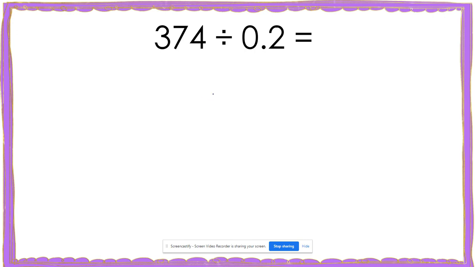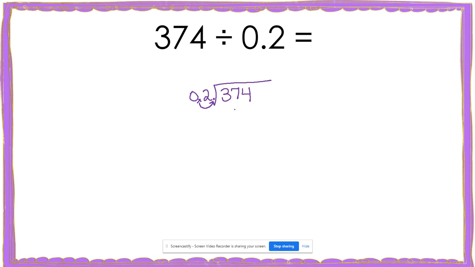Now I'm going to do 374 divided by 0.2. 374 is my dividend, and I'm going to divide it by my divisor of 0.2. I know that I can't have a decimal in my divisor, so I need to move this. In order to make this a whole number, I will need to move it one place. If I move the decimal in my divisor, I also must move the decimal in my dividend.